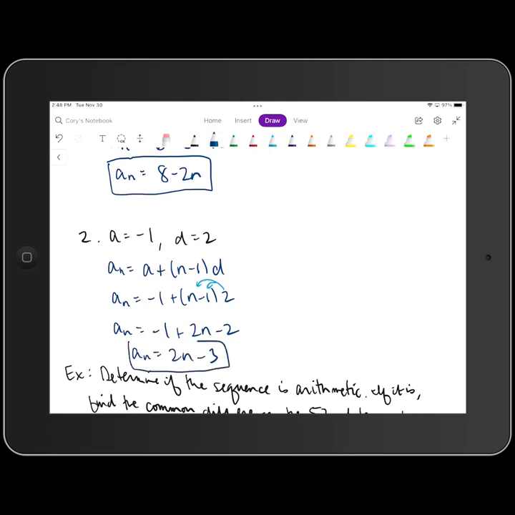Okay, so that formula is going to generate every single term in the sequence. Then if we want to calculate the 12th term, a sub 12, we're just going to plug 12 in the place of n. So that's going to be 2 times 12 minus 3, which is 24 minus 3, which is equal to 21.